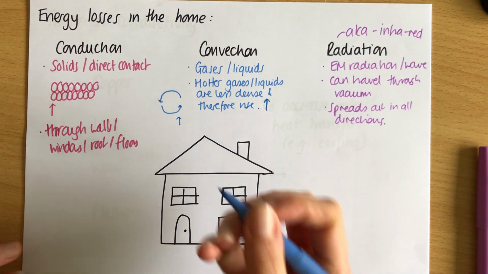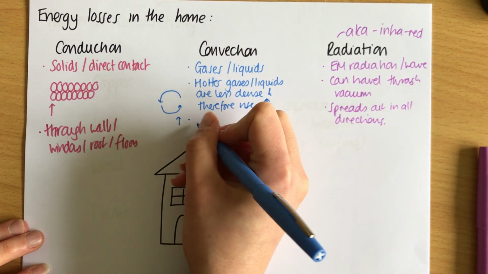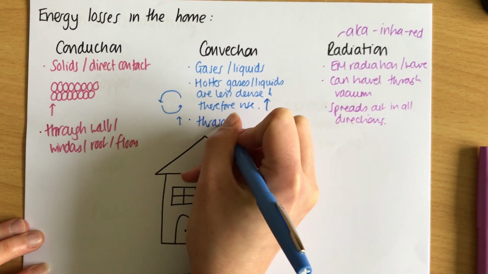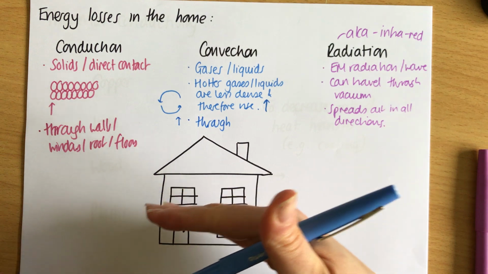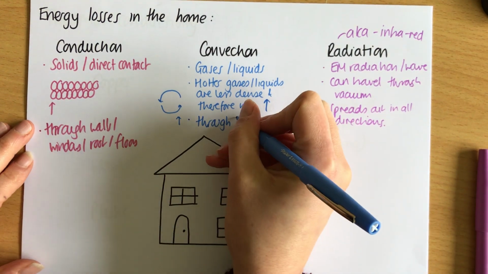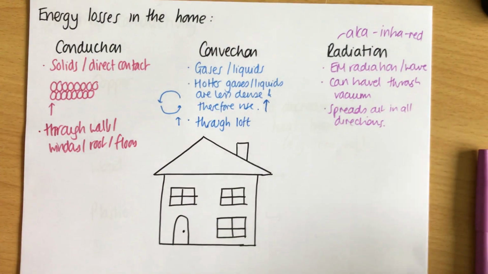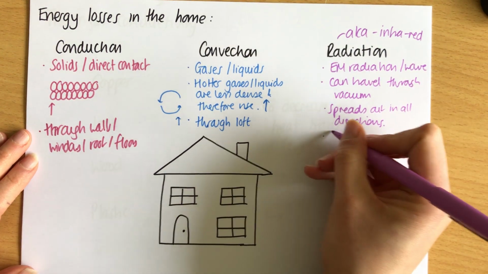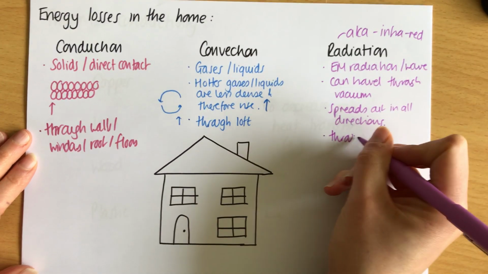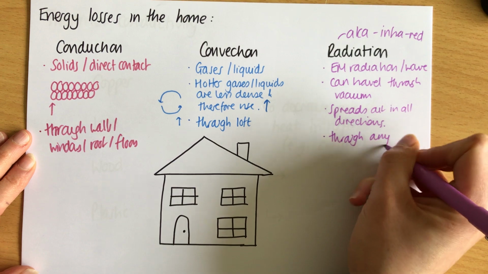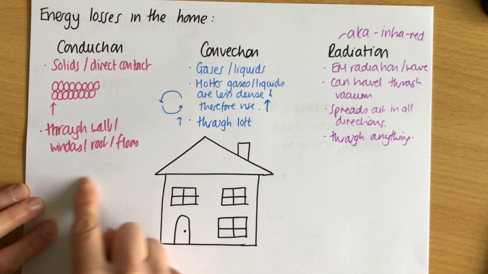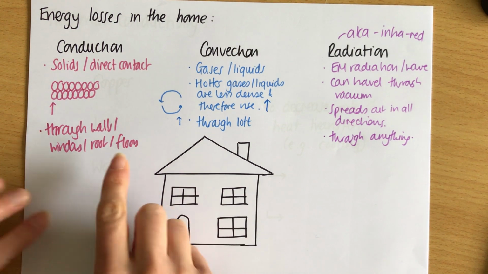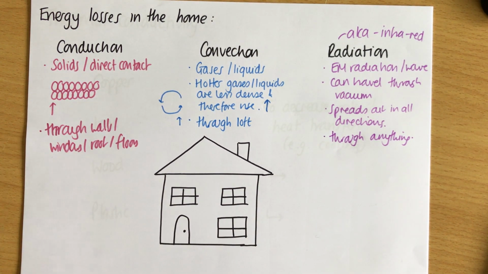Convection, it's when things rise. It's usually through the loft, energy losses, so upwards. So it'll lose energy due to convection up to the roof, and then when it hits the roof, then it'll go through conduction. So I'm going to write through loft there. And then radiation can basically be through anything. That's what I was talking about before when I was trying to explain the problems with that. Radiation can get through anything, but the main one we're going to look at today is conduction through walls, windows, roofs and floors. But we'll look at that in more detail in a moment.